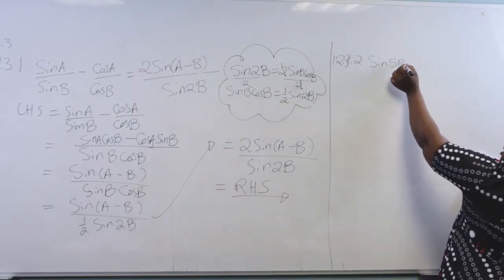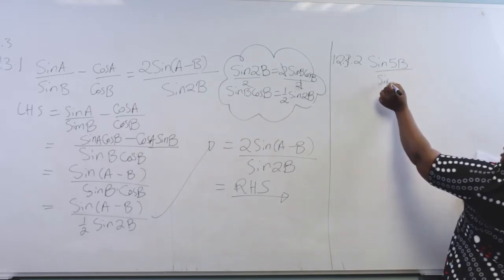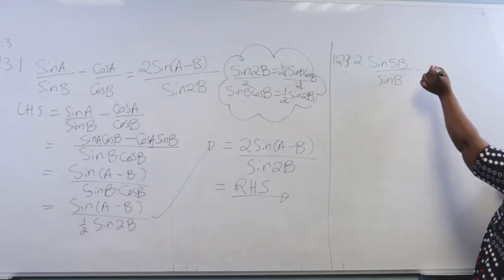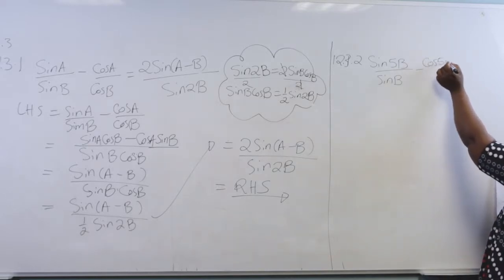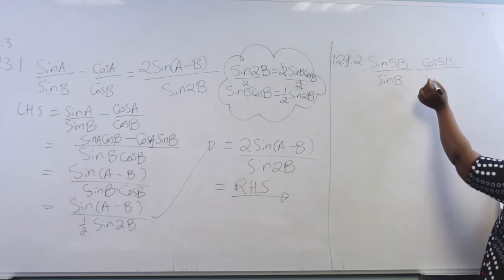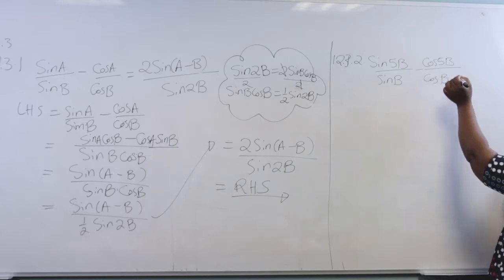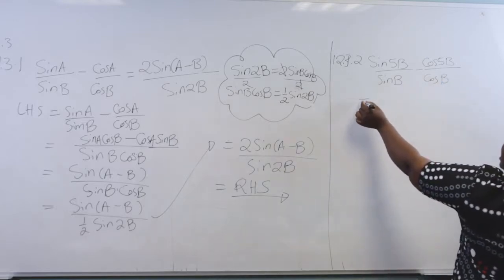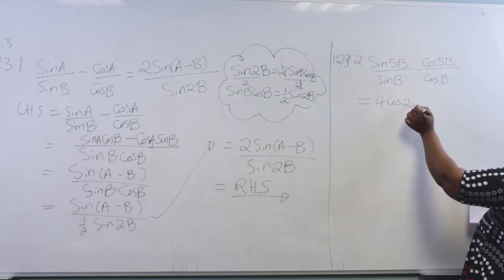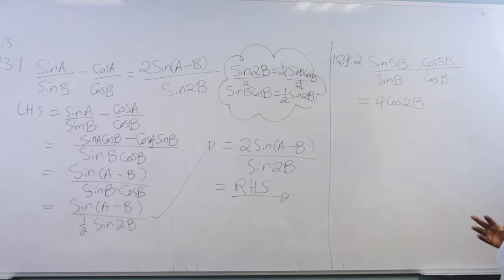Sine 5B divided by sine B. One is saying, 5B? I have never seen that. But it's really simple. Just have to keep calm and focus. This is minus cos 5B divided by cos B. That must be equal to, let me write it down here, 4 cos 2B. So we can choose whichever side as well. The left side is more complicated because it has 5 and so on. So I'm going to choose that because I see it's the complicated one.